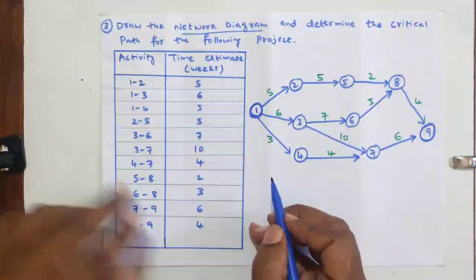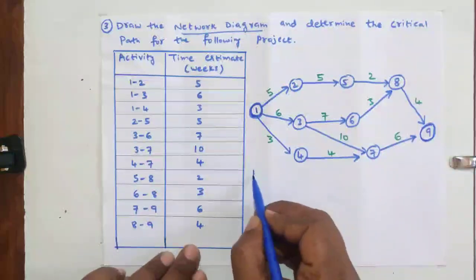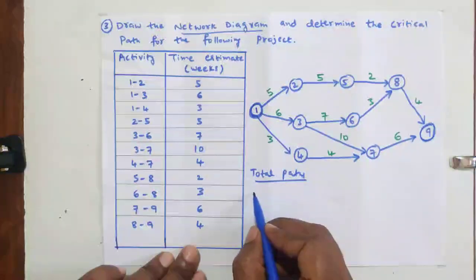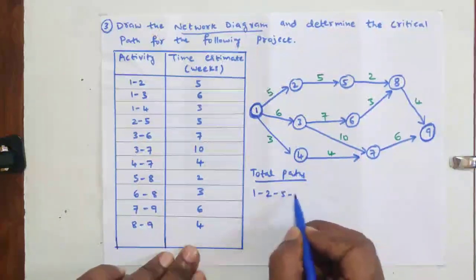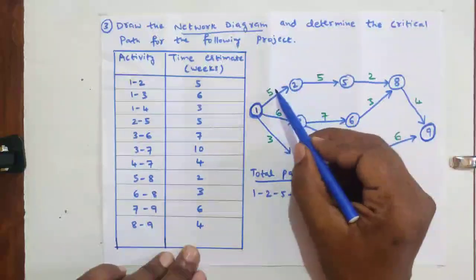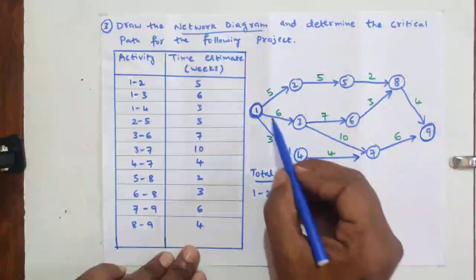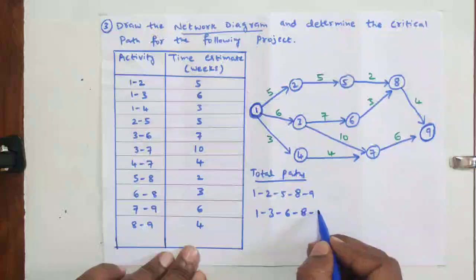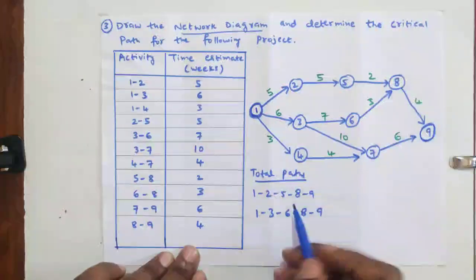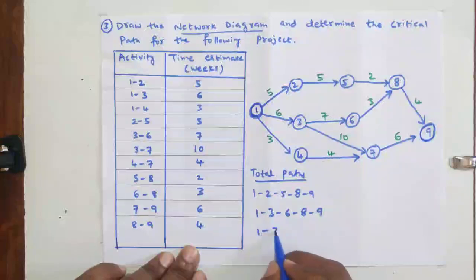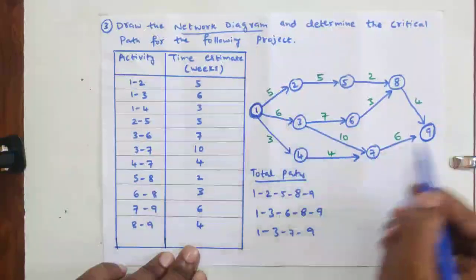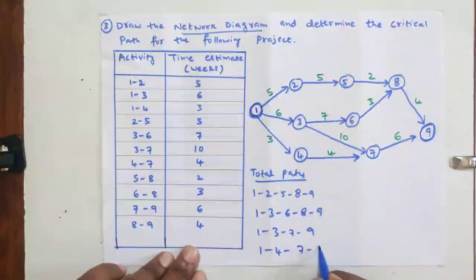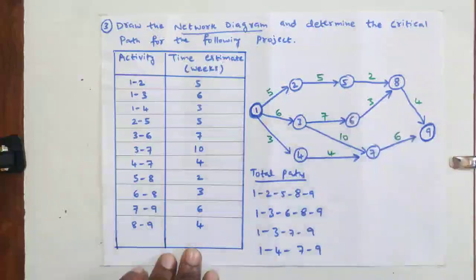First, total paths. How many possible paths are there? The first path is 1 2 5 8 9. The second path is 1 3 6 8 9. The third path is 1 3 7 9. The fourth path is 1 4 7 and 9. These four paths are possible based on this network diagram.